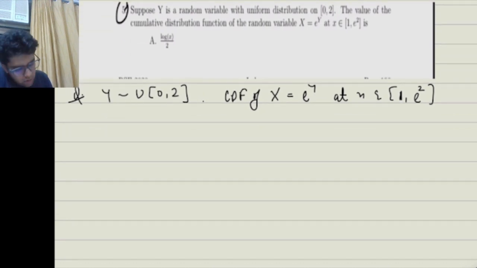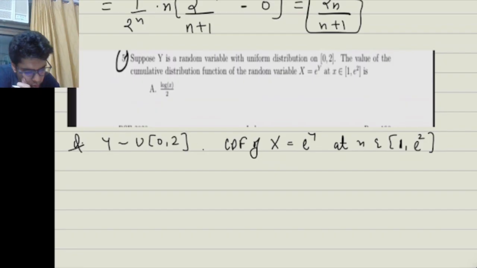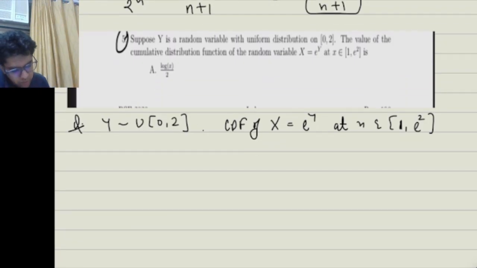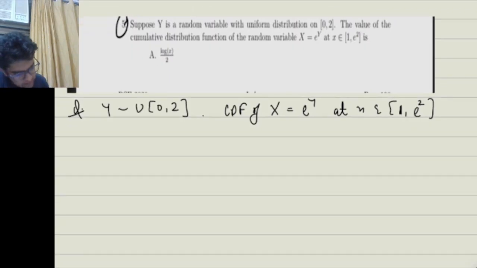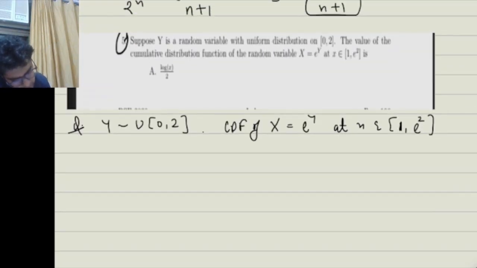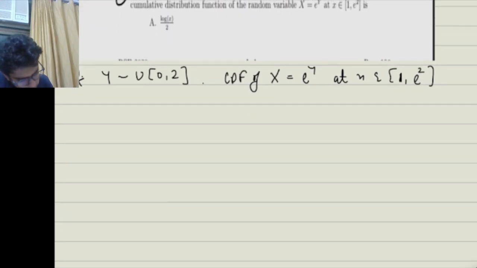So let's start with the question now. Y is uniformly distributed from 0 to 2. The value of the cumulative distribution function of the random variable x, which is equal to e to the power y, at x belonging to 1 to e square is. So we need to find the CDF. It's a pretty easy question.